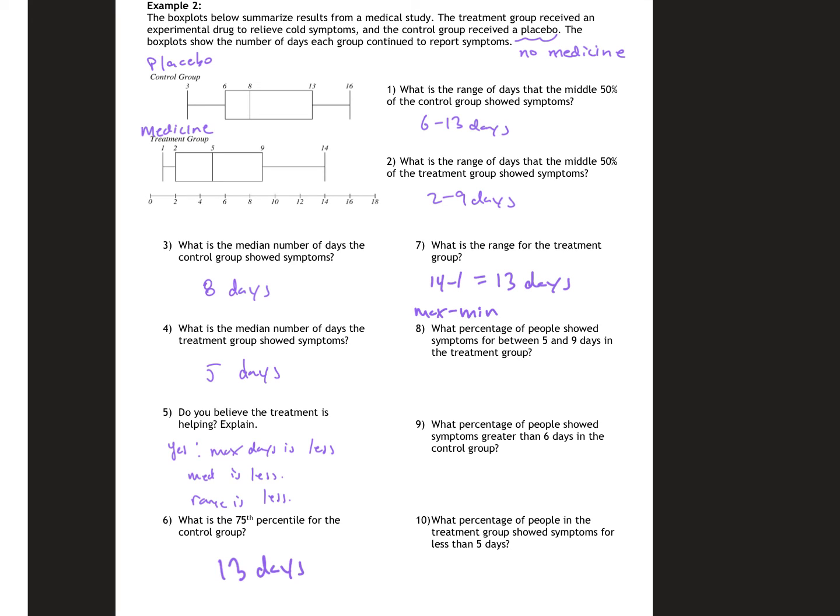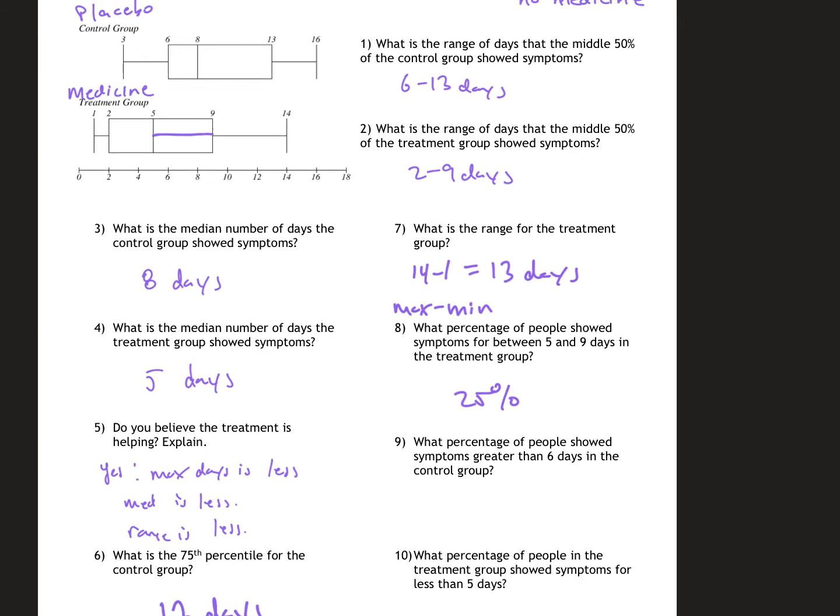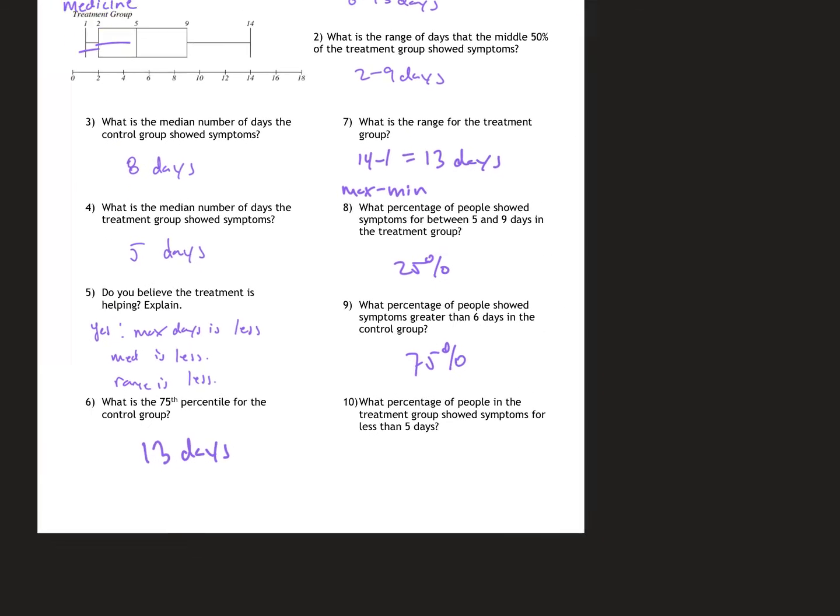What percentage of people showed symptoms between 5 and 9 days in the treatment group? So the box between 5 and 9, so that's going from here to here. So that is just 25%. What percentage of people showed symptoms greater than 6 days for the control group? So that would be 1, 2, 3 sections, so 75%. And lastly, what percentage of people showed symptoms for less than 5 days in the treatment group? So 2 sections, so that would be 50%.